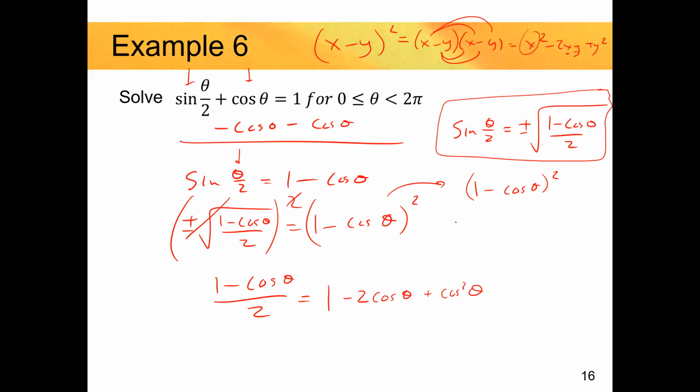All right, and if you wanted to really do it the slow way, you can. Mr. H, come on. Surprised me of doing FOIL. So 1 times 1 is 1. That'd be a negative cosine theta, another negative cosine theta, and then it'll be a positive cosine squared theta. Are we good there? Still gives you the same thing.